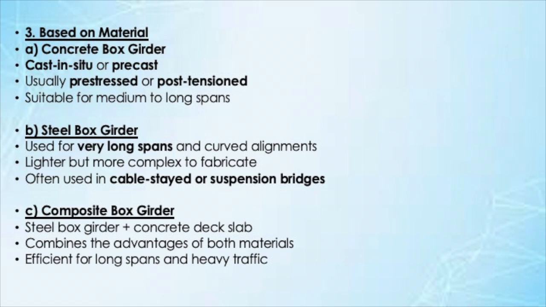Next is the composite box girder. Steel box girder combined with a concrete deck slab. It combines the advantages of both materials, efficient for longer spans and heavier traffic. If traffic is heavy and spans are long, the composite box girder is helpful for us.